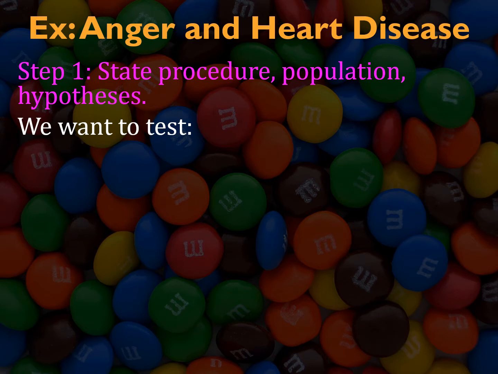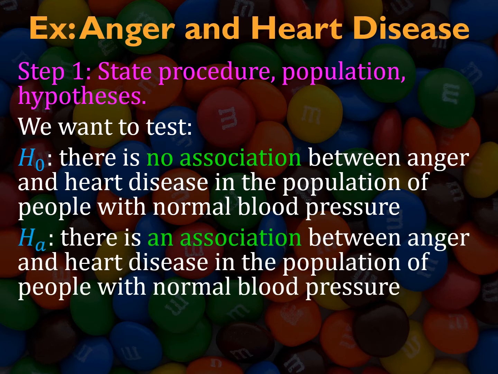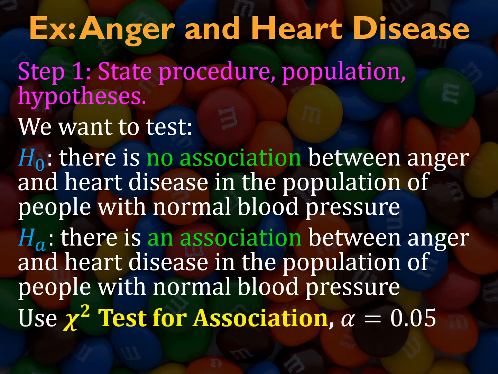So let's go through the 4 steps. First, we want to state the procedure, who the population is, and the hypotheses. The null is that there is no association between anger and heart disease in the population of people with normal blood pressure. The alternative is that there is an association between anger and heart disease in the population of those with normal blood pressure. This is the chi-square test for association. And there's an alpha of 0.05 just like before. So you can frame it as independent or association. Either way is fine.